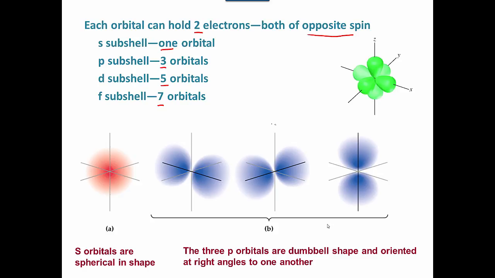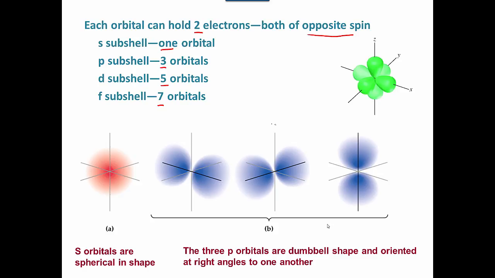So let's just take a look at these orbitals. These are regions of space where the probability of finding a given electron is high. So an s orbital is spherical in shape, like this. So what that means is you're most likely going to find the electron closer to the nucleus, but you can find that electron anywhere in this region.